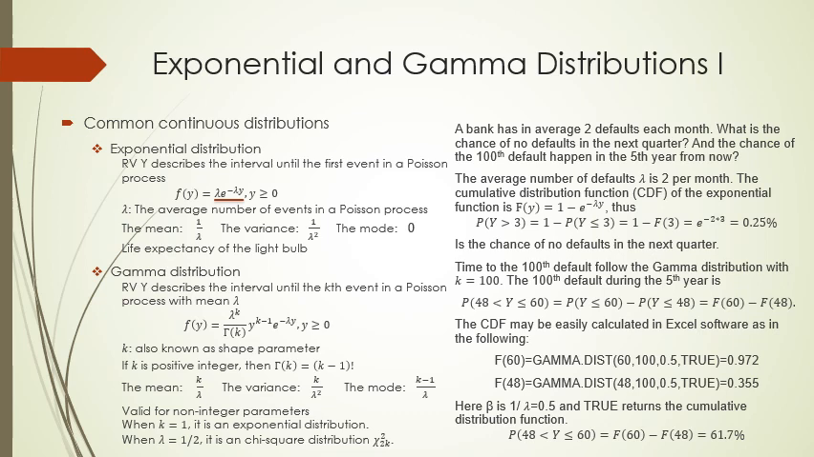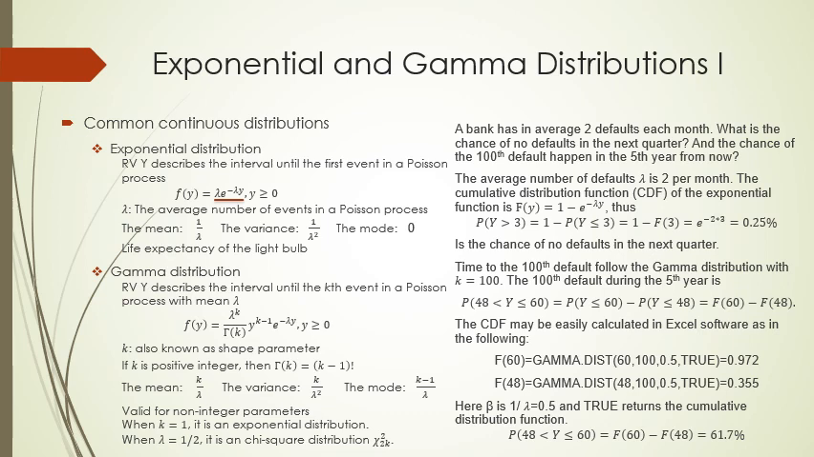The mean of the exponential distribution is 1 over lambda, and the variance is 1 over lambda squared. The maximum of the PDF is always at 0, thus the mode of the exponential distribution is 0. The life expectancy of a light bulb is a daily life example of a random variable with an exponential distribution.